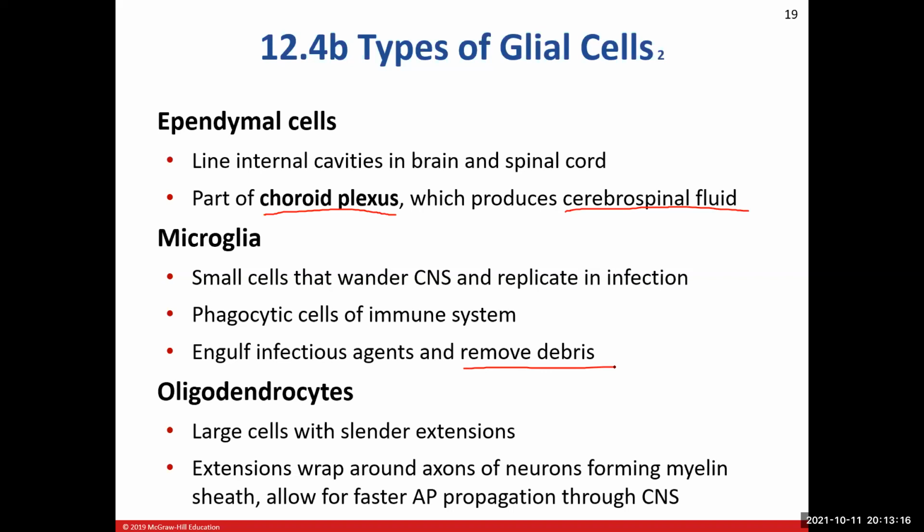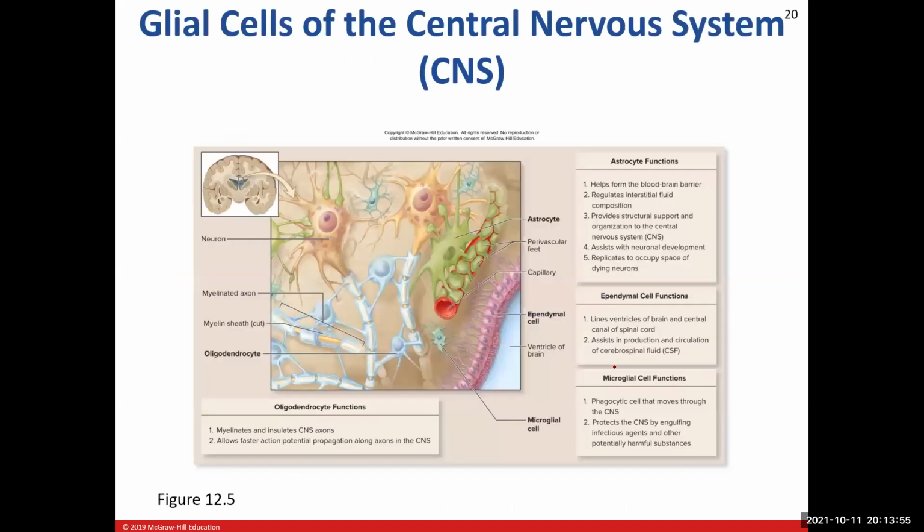Oligodendrocytes. These cells, their job is going to be to create myelin. And myelin is this fatty tissue that wraps around the axons of our neurons and helps to insulate the neuron. And by insulating these neurons, it allows that action potential, that nerve signal, to move faster. So myelinated neurons will be able to transmit an action potential faster than unmyelinated neurons. That's called saltatory conduction. We'll talk about that in chapter 12.